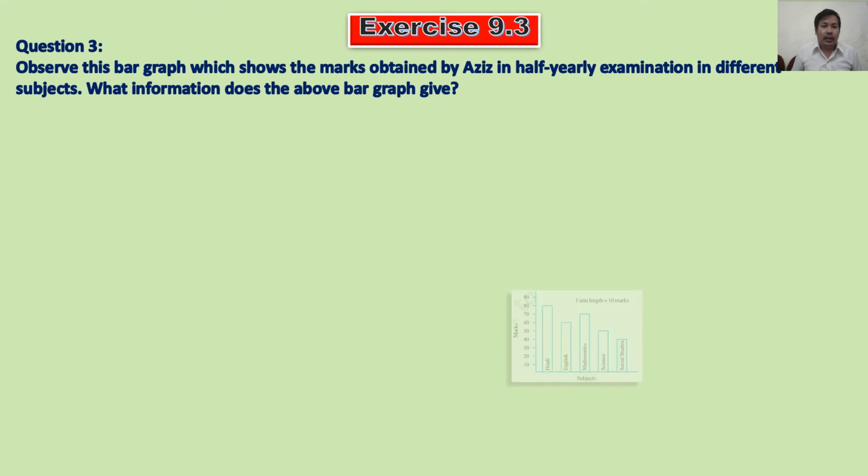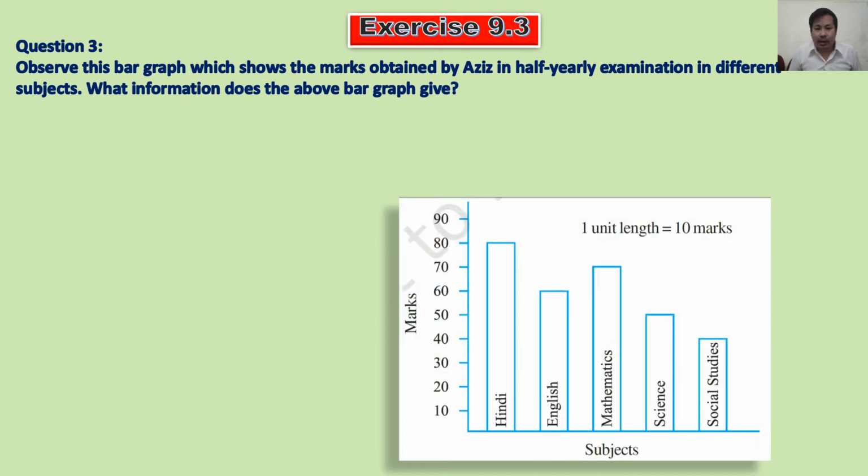Now let us see the bar graph here. This is the diagram of the bar graph. You can see that the bars represent the different subjects in which Aziz gave the exam, isn't it? And you can see that this vertical line is divided into different units, and 1 unit is equal to 10 marks. The scale of the bar graph is 1 unit equal to 10 marks, isn't it?